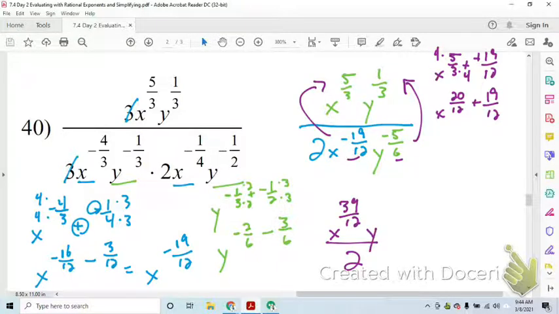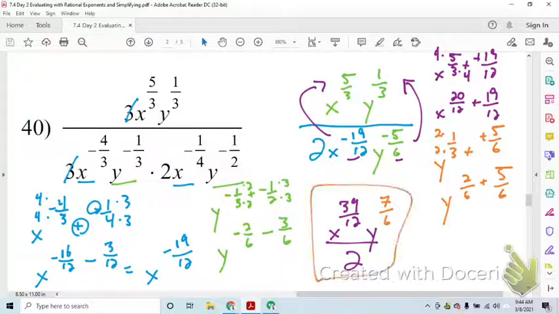We're here. And last but not least, my y's. I have y to the 1/3 minus negative 5/6, which is adding a positive. So I'm going to multiply this first fraction by 2/2. You have y to the 2/6 plus 5/6, which would be y to the 7/6. So this should be our correct answer.